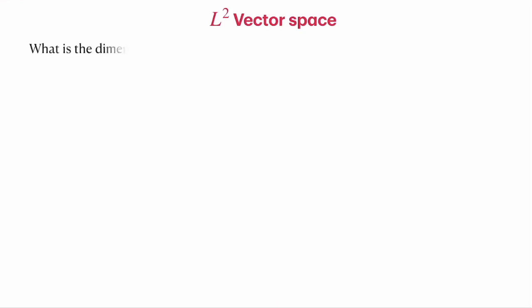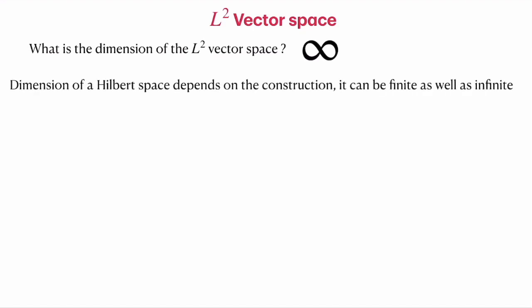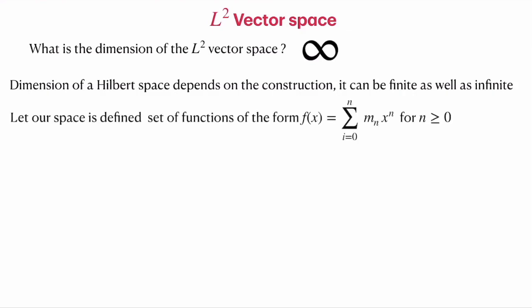Let's consider the dimensions of the L2 vector space. What is the dimension of the L2 vector space or Hilbert space? We have always been told that it is infinity. Hilbert space is a smooth, continuously varying vector space with infinite dimension. That need not be the dimension of the Hilbert space, depending on how it is constructed. It can be finite or it can be infinite. So let's construct a Hilbert space with the following definition.